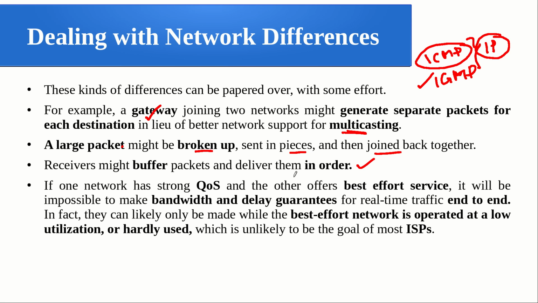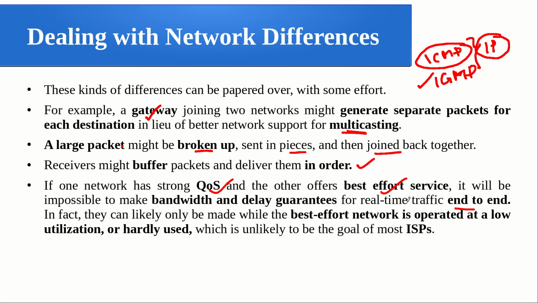Similarly, what about QoS management? One network may have strong quality of service while the other has no QoS at all, and instead provides best effort delivery. Assume two networks, one with strong QoS and another with best effort service. It will be impossible to make bandwidth and delay guarantees, because QoS needs them, but best effort service does not provide them. So for real time traffic, this will be a struggle.